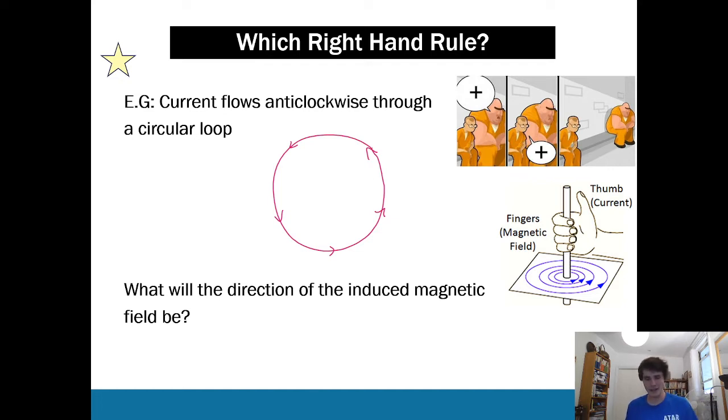Now, the weird thing that you have to remember is that your thumb in this case is pointing from the South Pole to the North Pole. Normally, we think about the magnetic field as moving from the North Pole to the South Pole. So if our thumb is pointing towards us, that's like saying the magnetic field is moving from the South Pole to the North Pole towards us. But because we normally think of a magnetic field as going from north to south, it's actually in the opposite direction, right?